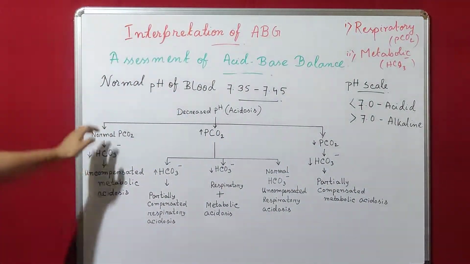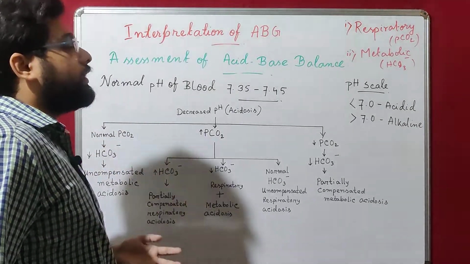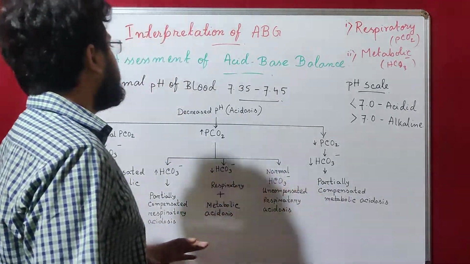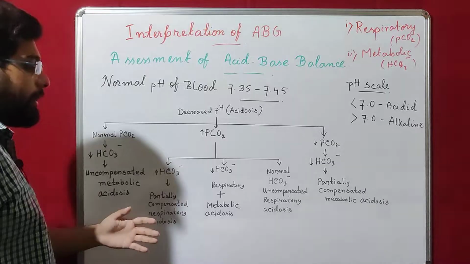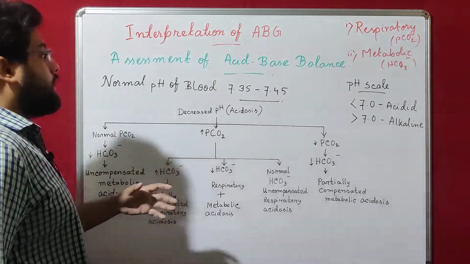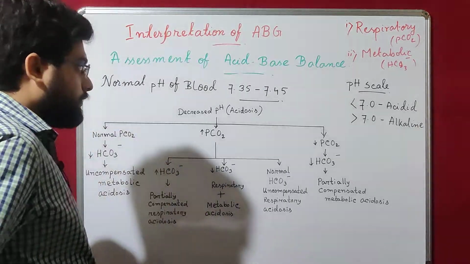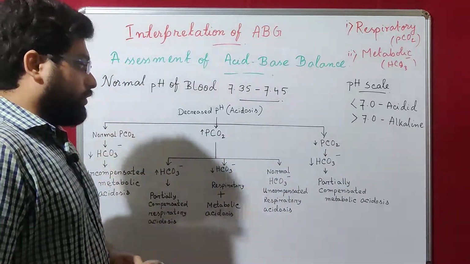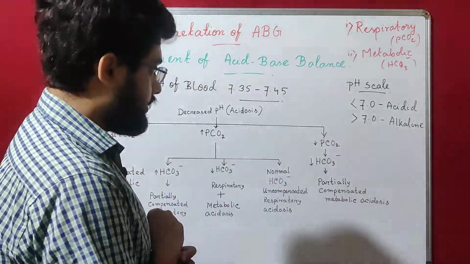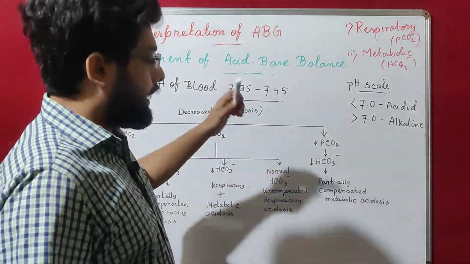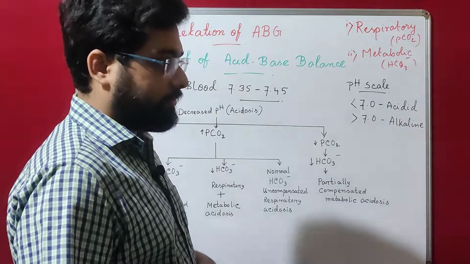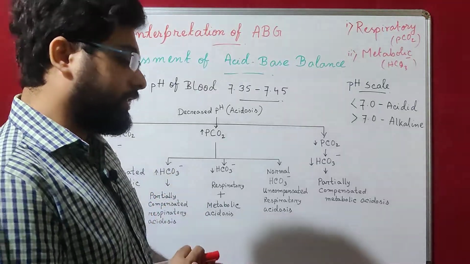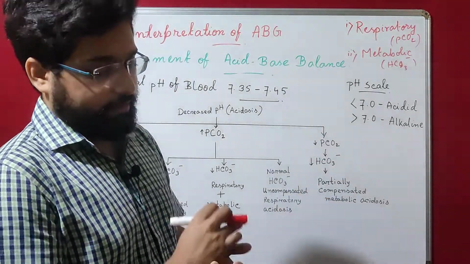So when we first get an ABG report, what will we see? We will first see the pH. The first parameter in an ABG report is pH. The normal pH is again 7.35 to 7.45. So in a report there are three possibilities: the pH level can be normal, that is, in the normal range, or the pH can be increased, or the pH can be decreased.